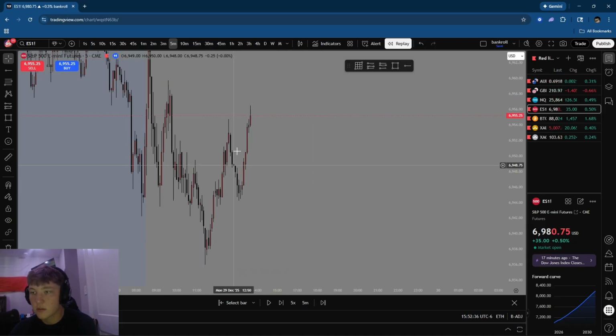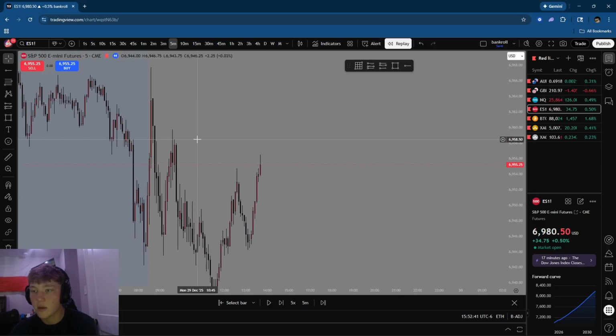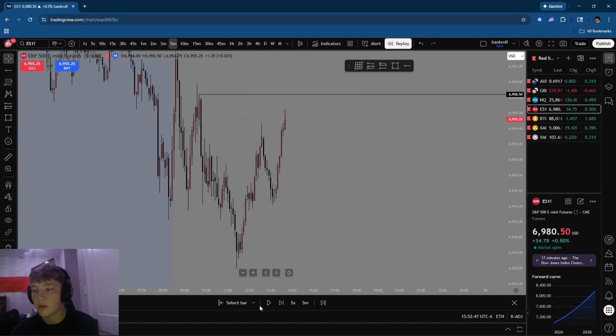We did have this move up right here. We're gonna let this play out. I think we could come up, maybe take a high, and then move lower. I don't think we're just gonna rip up. We'll see. We just took this high as well right here, so it's another sign that we could start moving down. So we'll see what happens.